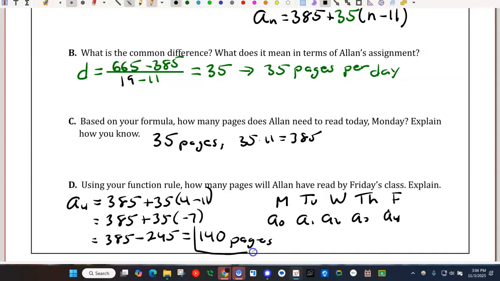Which we could also confirm just by doing 35 times 4, right? That also gets you there as well. So if it says use the function rule, then yeah, you have to use it, but you can confirm it just like, well, yeah, after 1, 2, 3, 4 days of reading, you do have 140. And notice the language assumes you're not reading on the 5th day. They say by Friday, which means before Friday. So it's really 1, 2, 3, 4 days of reading.